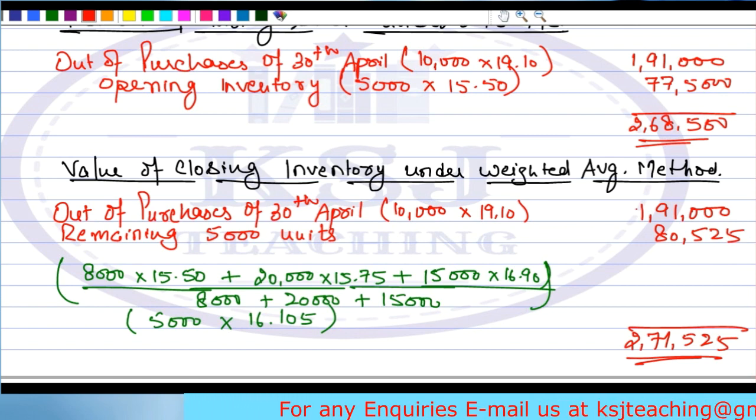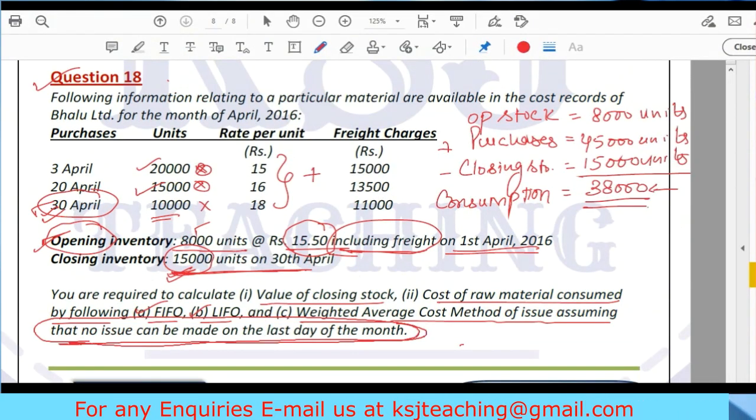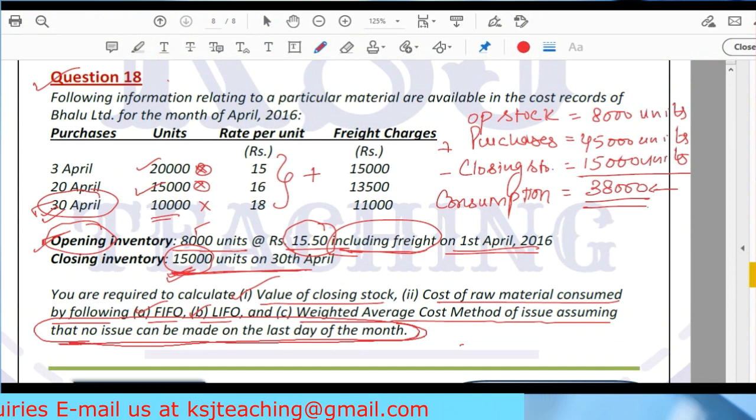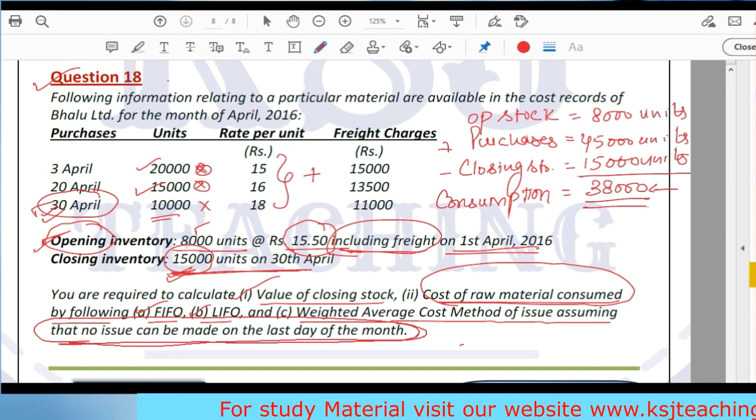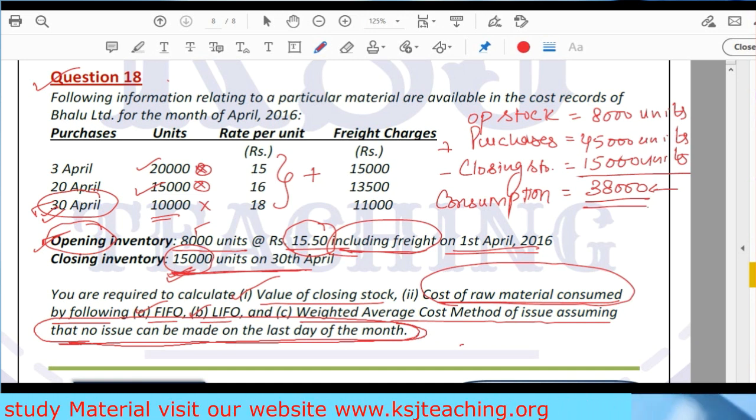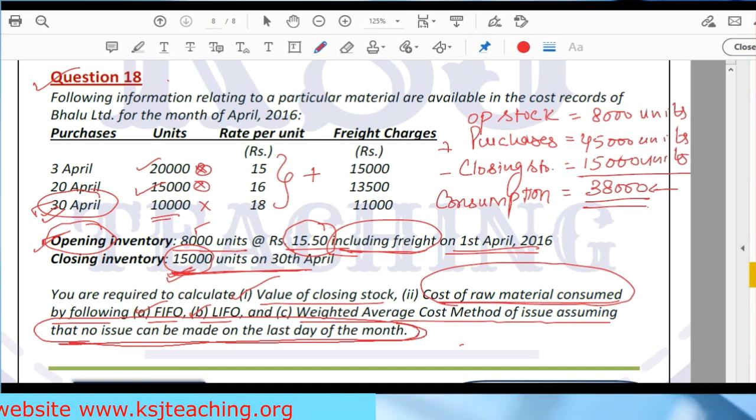Okay, so we are done with this. It was asking for the value of closing stock. Now it is asking the cost of raw material consumed. He says, tell me the cost of raw material consumed also. How are we going to calculate the cost of raw material consumed? Opening plus purchases minus closing stock. And we know the value of closing stock now. Let's see.